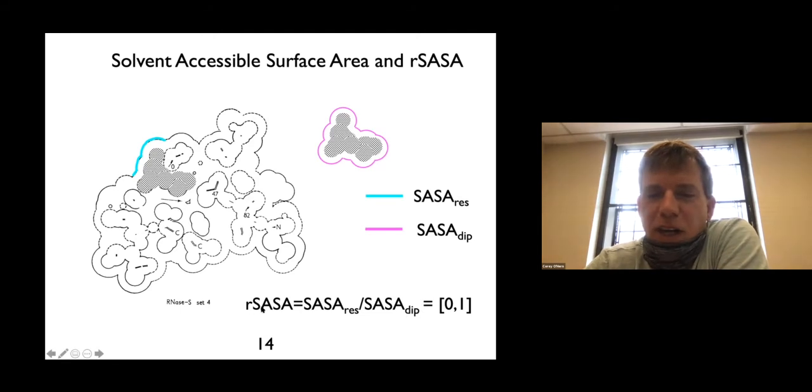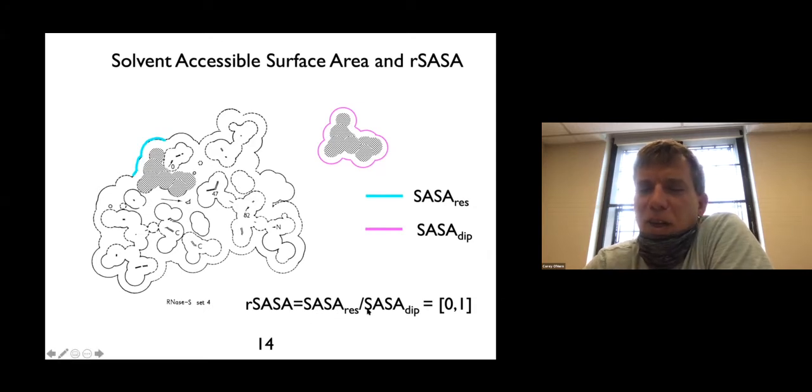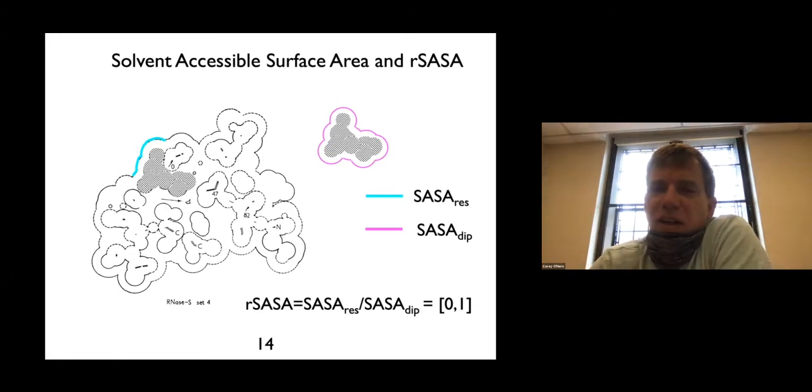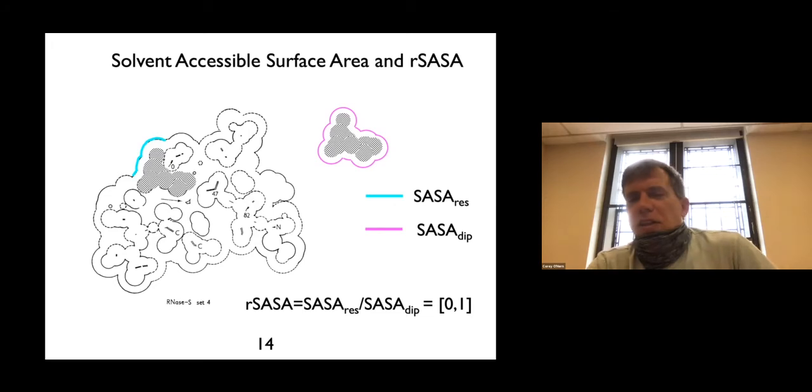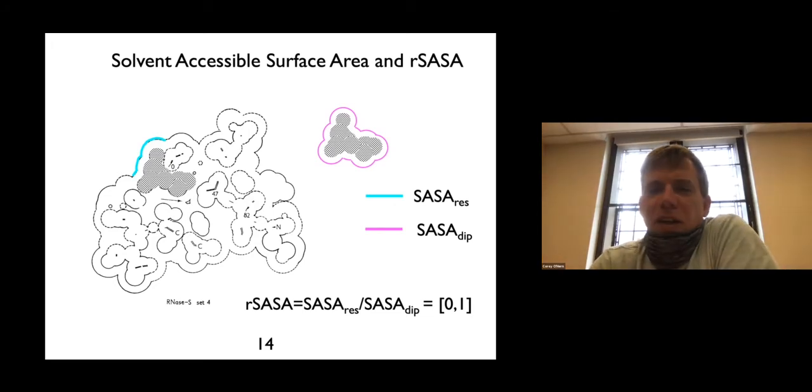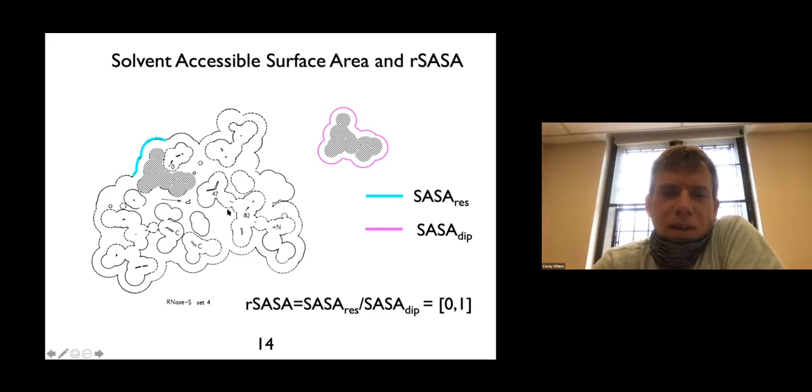So that's why in the lower portion of this slide, we say the RSASA, we have the relative solvent accessible surface area is the solvent accessible surface area of a particular residue divided by the solvent accessible surface area in the absence of the protein, where the whole thing can be accessed by a water molecule. So you divide by the entire surface area of the residue.